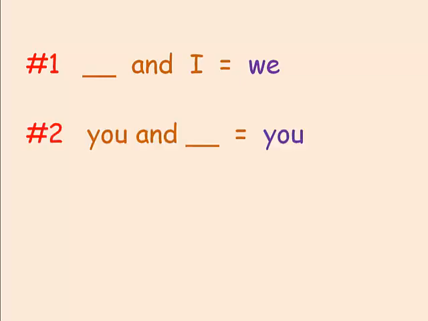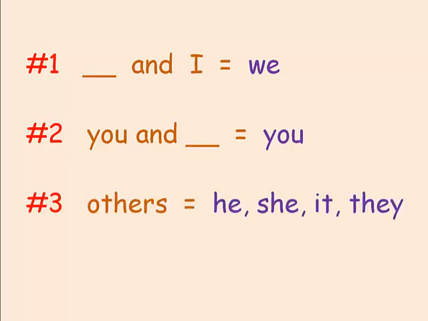So 3 rules. Number 1, any person or thing and I, we use we. Rule number 2, you and anything or anyone except I is you. And number 3, other people or things, we use he, she, it, or they.